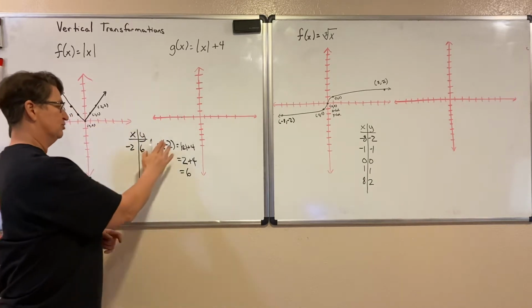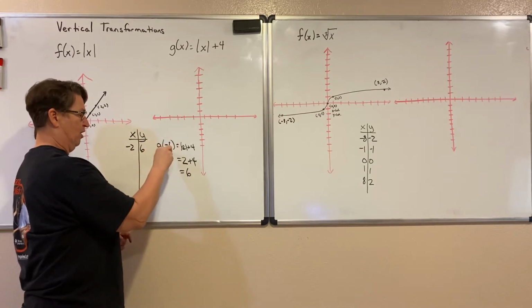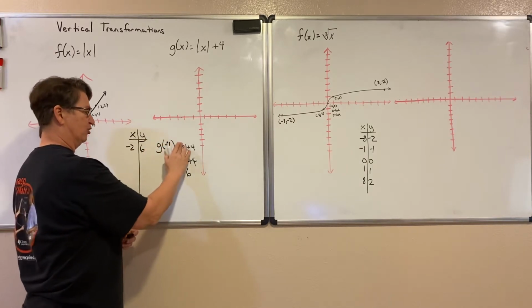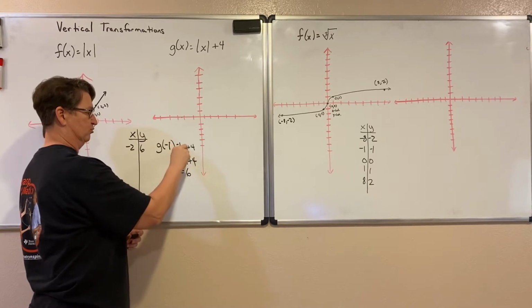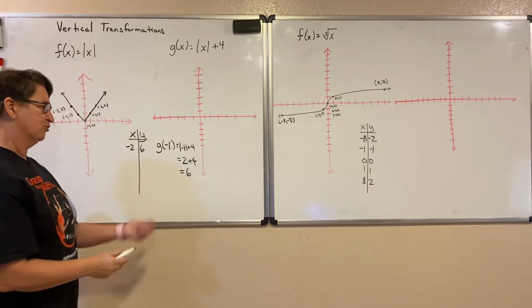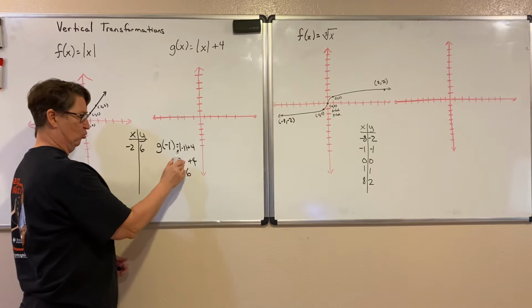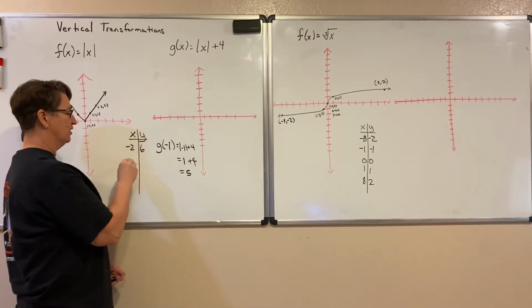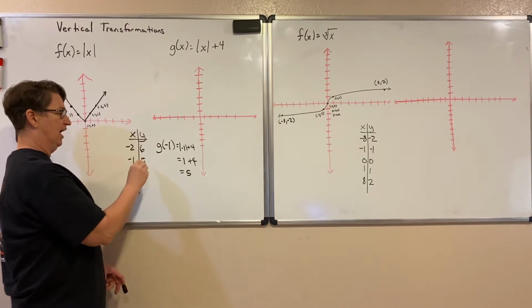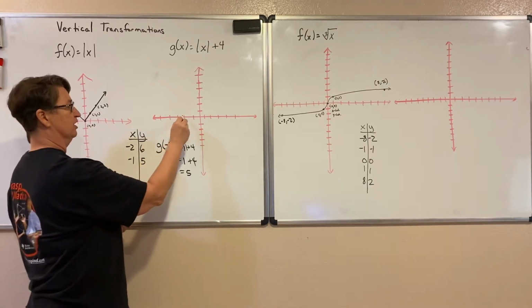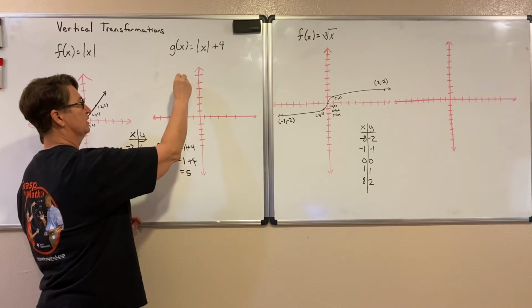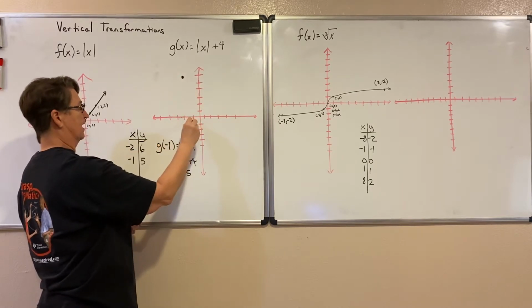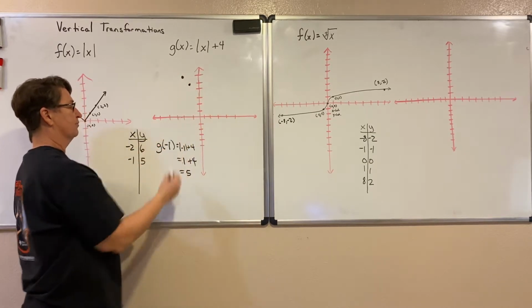Now I'm going to substitute in -1 for x. I'm going to evaluate this function where x is equal to -1. The absolute value of -1 is just 1, so 1 plus 4 is 5. There's a point on this graph at (-1, 5). Let me go ahead and graph those so far. So we've got (-2, 6) and (-1, 5).